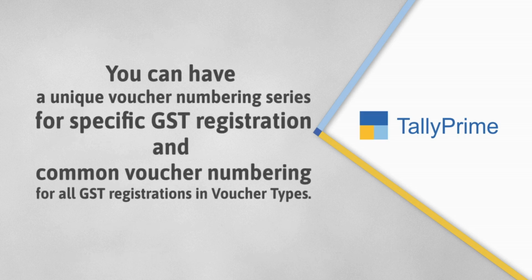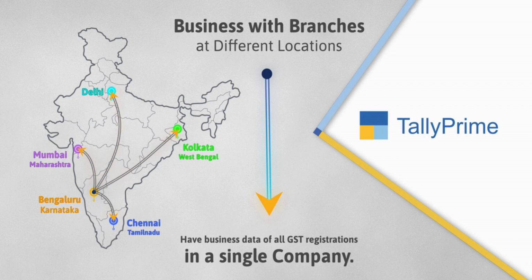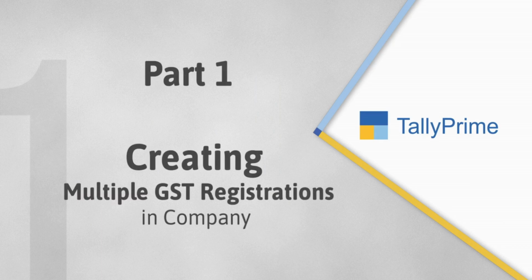This video also helps you understand the concepts of voucher numbering series and common voucher numbering for all GST registrations in voucher types. If your business has branches at different locations with separate GST registrations, then you can create multiple GST registrations in a single company in TallyPrime Release 3.0 and later releases. This helps you to maintain a single company data in which you can record transactions and view reports for all your GST registrations. First, let us see how to add multiple GST registrations to your company.